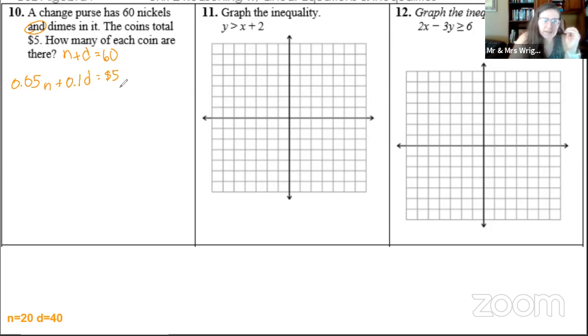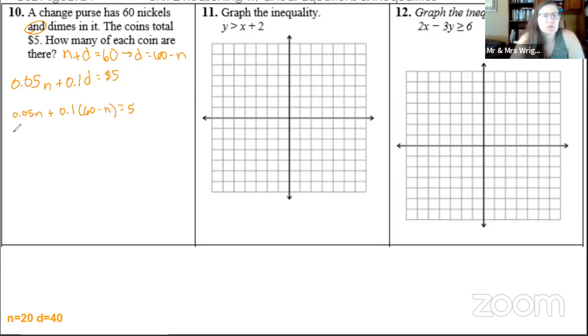In my opinion, the easiest way to solve this is to solve by substitution. So I'm going to solve this for D equals 60 minus N. We changed up this equation. It is now D equals 60 minus N, and I can substitute that in where the D is. So I'm going to have 0.05 N plus 0.1 times, instead of D, 60 minus N equals $5.